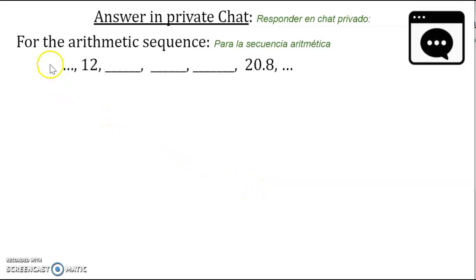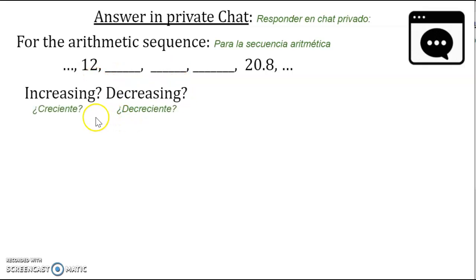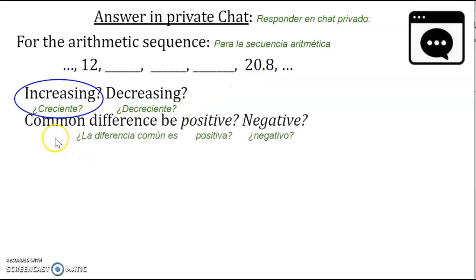So I want you to tell me in private chat, how do you figure out the missing numbers? Is it increasing or decreasing? The sequence is increasing because it's going from 12 to 20.8. What about the common difference? Do you expect the common difference to be positive or negative? If the sequence is increasing, that means you are adding the same number, so it has to be positive.